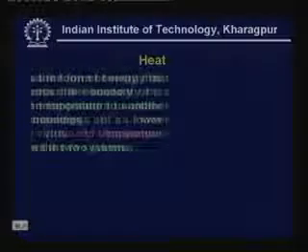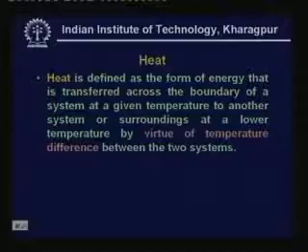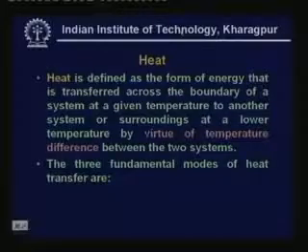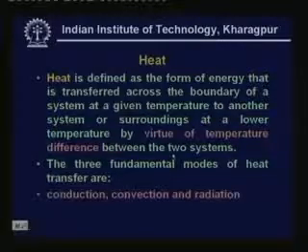Now, let us define heat. In thermodynamics, heat is defined as a form of energy that is transferred across the boundary of a system at a given temperature to another system or surroundings at a lower temperature by virtue of the temperature difference between the two systems. So, heat is energy in transit, and how does the energy transfer take place? It takes place because of the temperature difference. So, any energy transfer which involves temperature difference is called heat transfer. And there are three fundamental modes of heat transfer. They are conduction, convection and radiation.